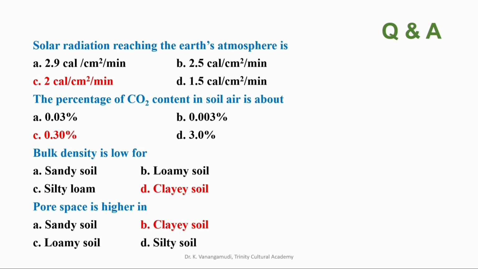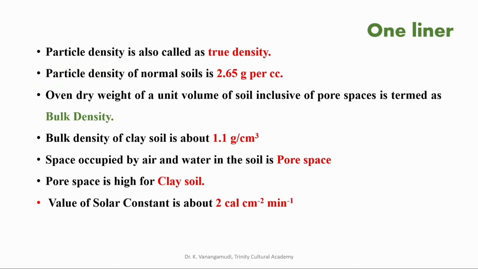Coming to one-liners, particle density is also called true density. Particle density of normal soil is 2.65 gram per centimeter cube. Oven dry weight of unit volume of soil inclusive of pore spaces is termed as bulk density. Bulk density of clay soil is about 1.1 gram per cubic centimeter. Space occupied by air and water in the soil is pore space. Pore space is high for clay soils. Value of solar constant is about 2 calories per centimeter square per minute.